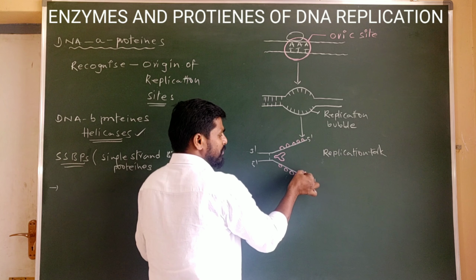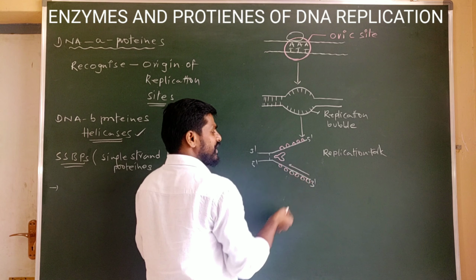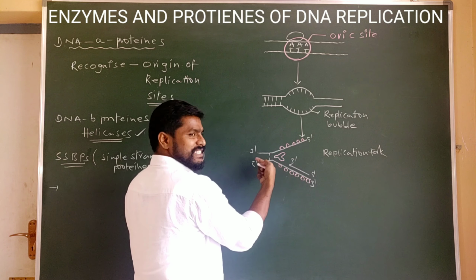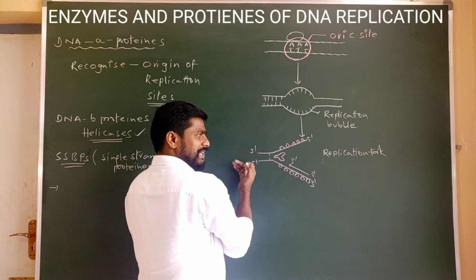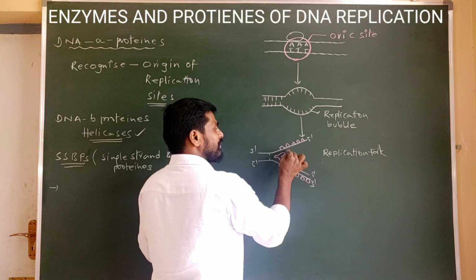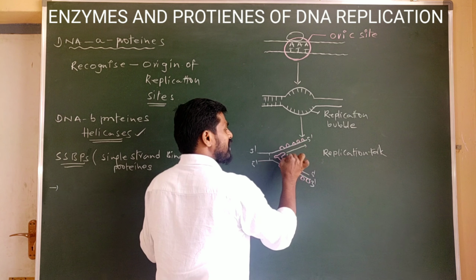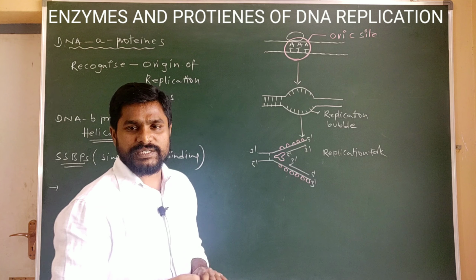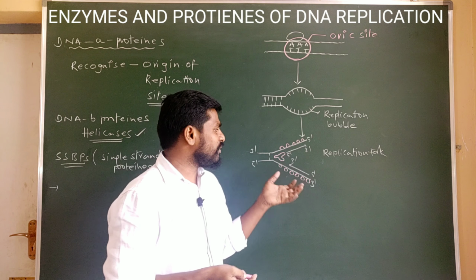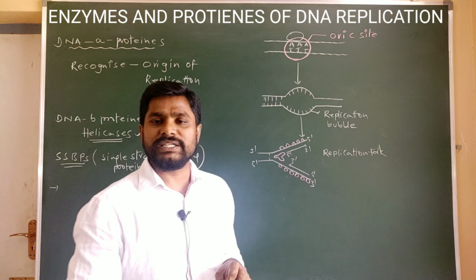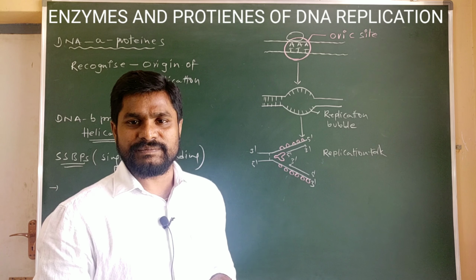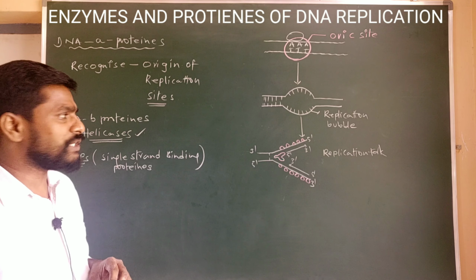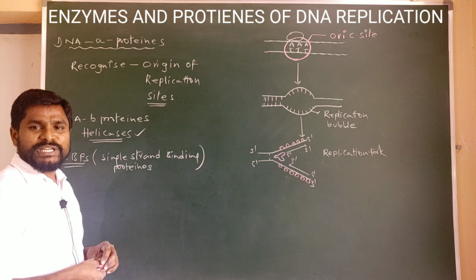and initiates the process of replication of new DNA in 5' to 3' direction on this strand from outside to inside. On this strand also they synthesize a new strand in 5' to 3' direction from inside to outside. This is the detailed mechanism of DNA replication, we will come across it later in the next video. Let us move on to another type of enzymes or proteins required for DNA replication.